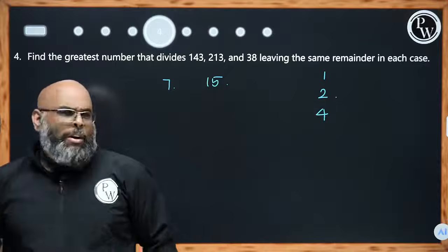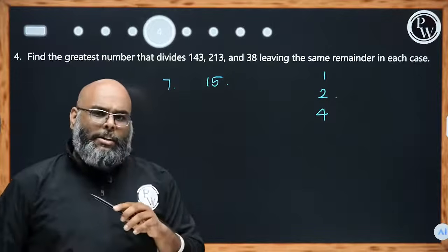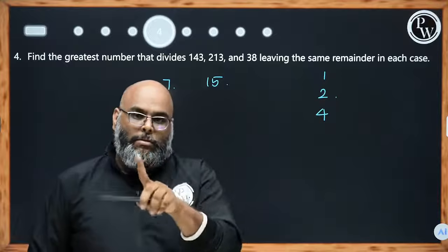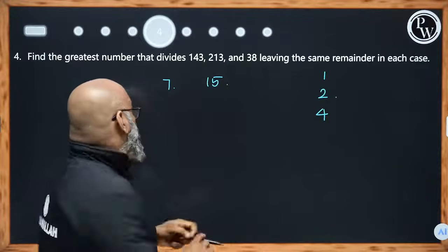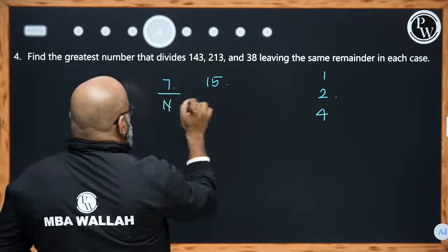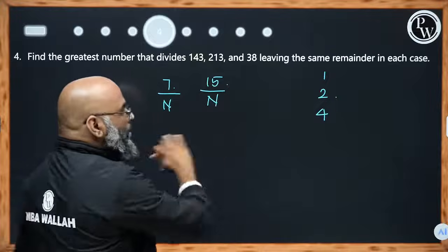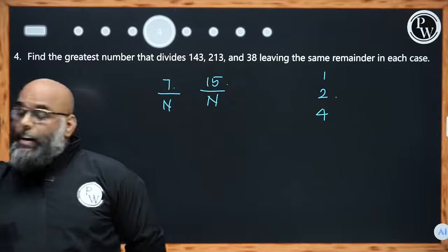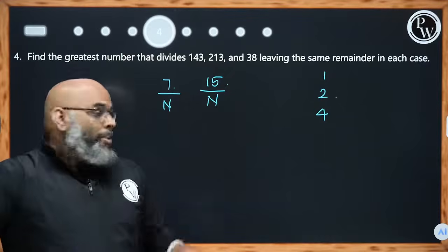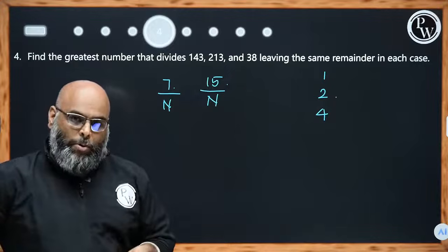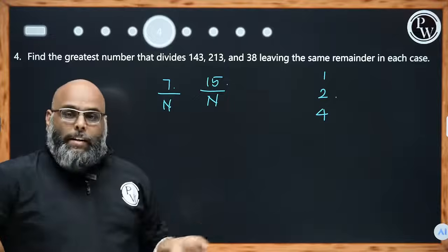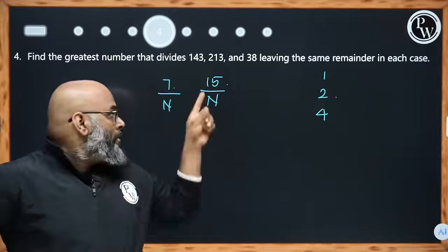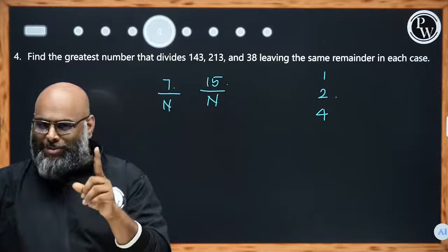7 and 15, no. You divide 7 by 7, remainder is 0. You divide 15 by 7, remainder is 1. You have to divide both numbers by the same number, not a different number on both occasions. Athar, no. You can't take 7 and 15. 7 by 7, remainder is 0; 15 by 7, remainder is 1; 7 by 15, remainder is 7; 15 by 15, remainder is 0. You can't do that.